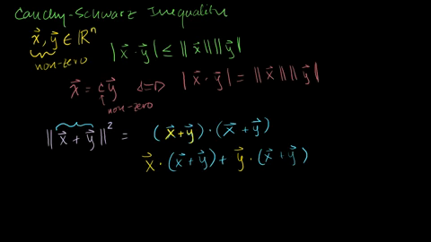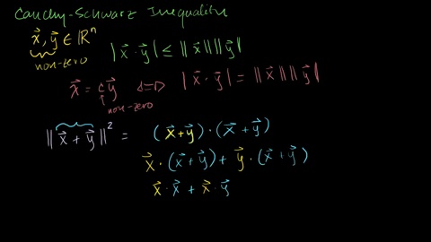So then this becomes x dot x plus x dot y. Maybe this was a little bit overkill, but I think it's good to see that this isn't just some magic here, and we're just using the exact properties that we proved of the dot product. So that's that right there.